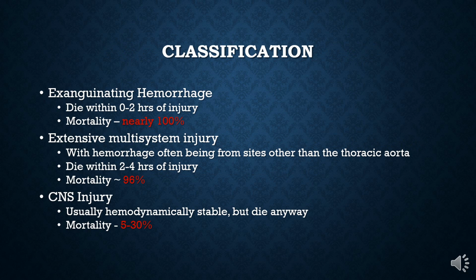Exsanguinating hemorrhage: die within 0 to 2 hours after injury, mortality nearly 100%. Extensive multisystem injury, with hemorrhage often from sites other than the thoracic aorta: die within 2 to 4 hours of injury, mortality is 96%. CNS injury: usually hemodynamically stable but die anyway, and mortality is 5 to 30%.